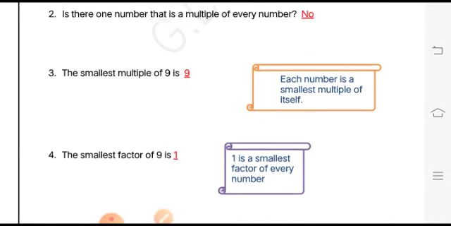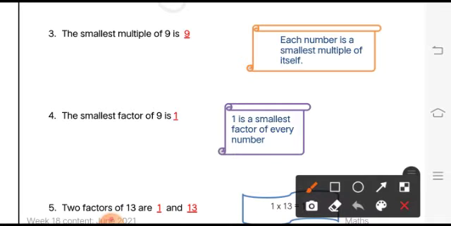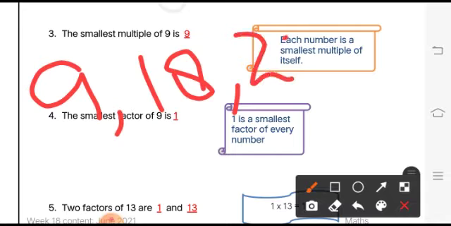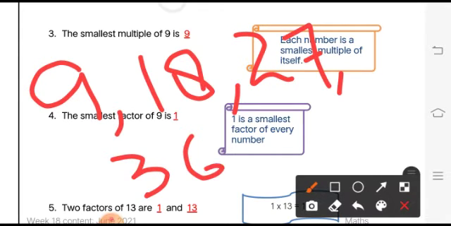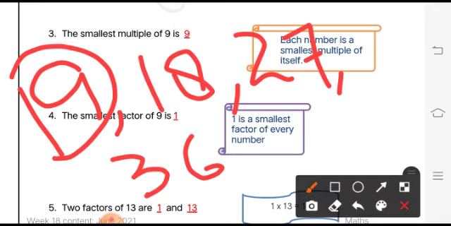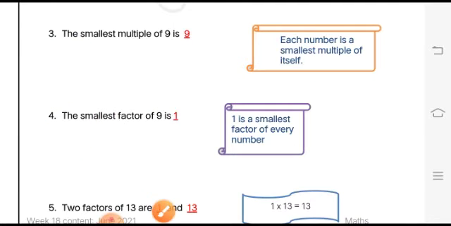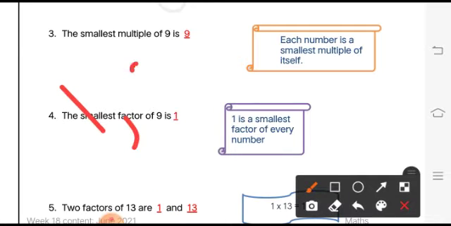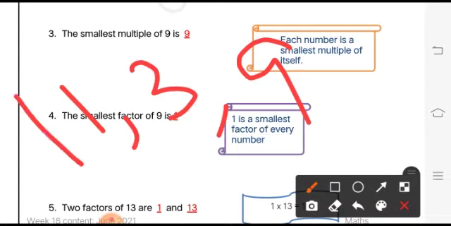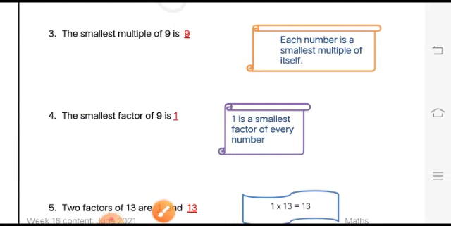Third one is the smallest multiple of 9 is. If we observe the table of 9, we will see the multiples of 9 are like this. But here what we noticed, the number itself is the smallest multiple of itself. Not only 9, but every number is the smallest multiple of itself. And if we observe the factors of 9, it's 1, 3 and 9. Here we see 1 is its smallest factor. Not only 1, as discussed earlier, 1 is the smallest factor of every number. So we write 1 here for question 4.